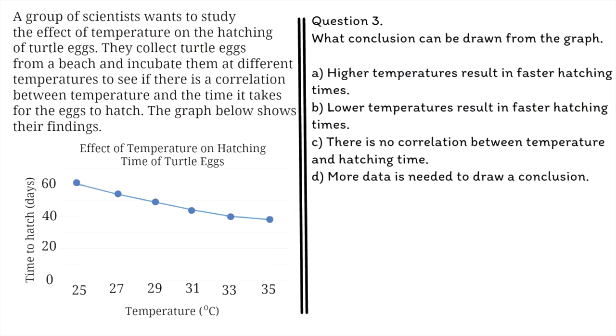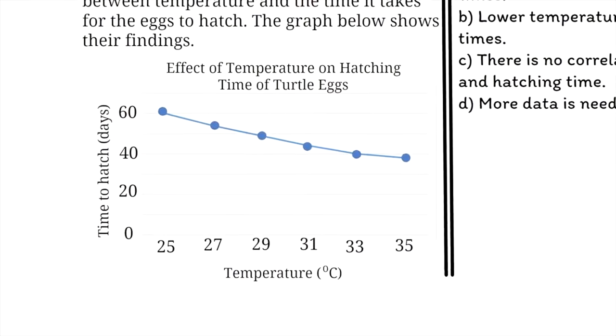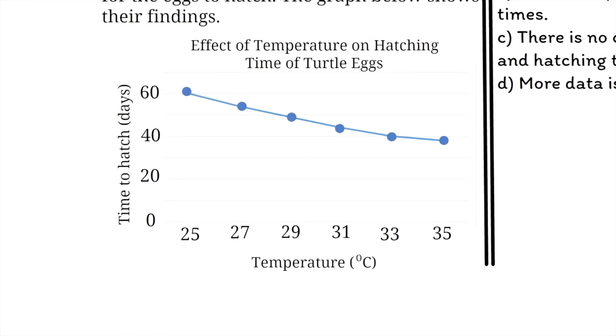Question 3. What conclusion can be drawn from the graph? A. Higher temperatures result in faster hatching times. B. Lower temperatures result in faster hatching times. C. There is no correlation between temperature and hatching time. D. More data is needed to draw a conclusion. Before we answer this question, let's have a quick lesson on graphs. You can learn more from UltimateGED.com.